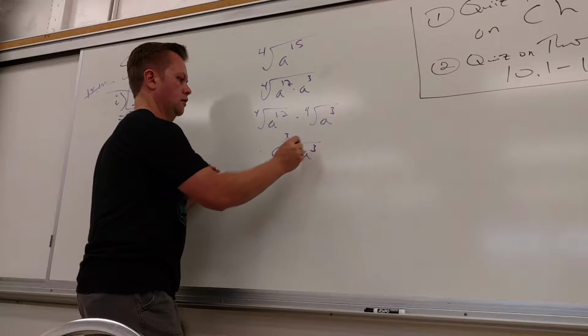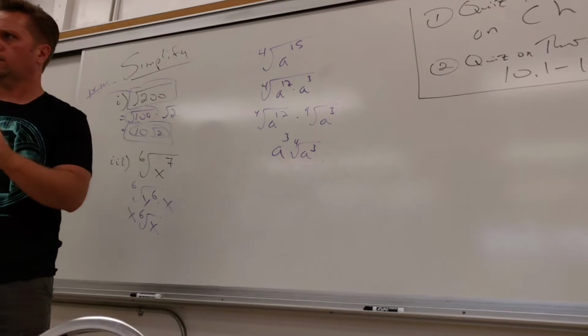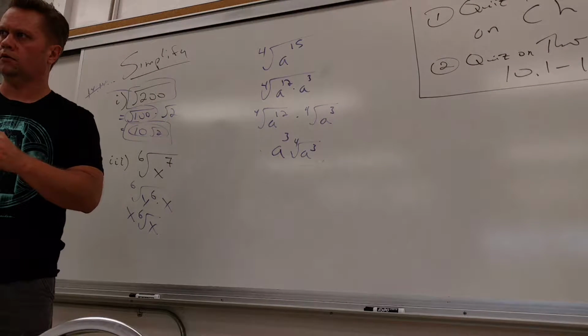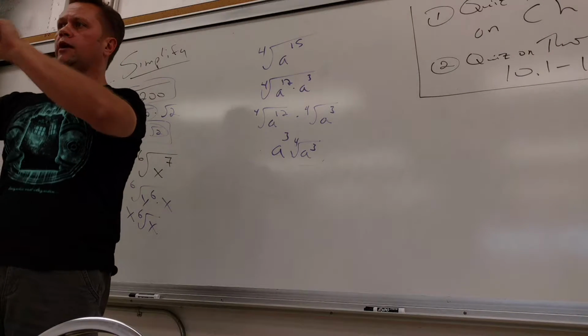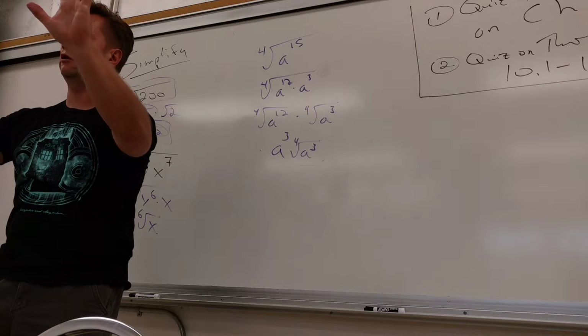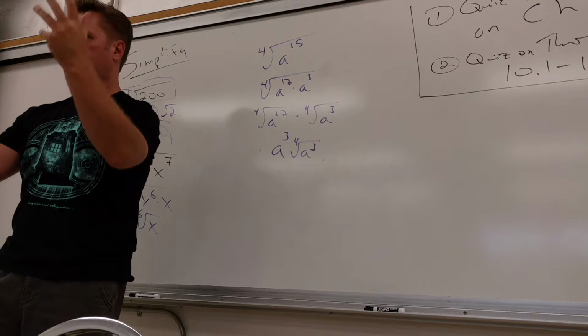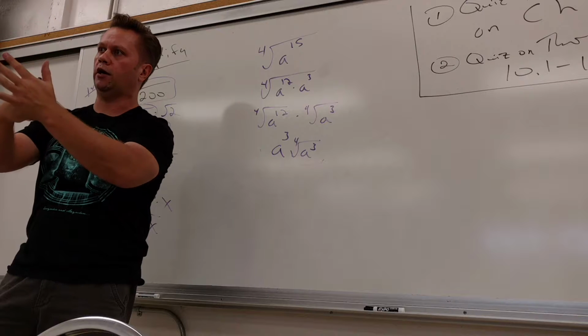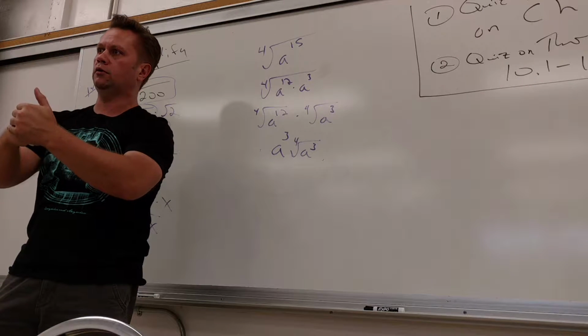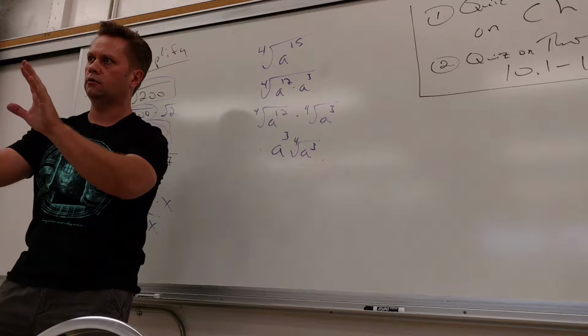Yes, sir. Square root of x squared is x. Officially, it's the absolute value of x. So right now, we're saying pretend like all the variables only represent positive numbers. But the main thing there is the square root kills the square. A cube root kills a cube. That's the idea.